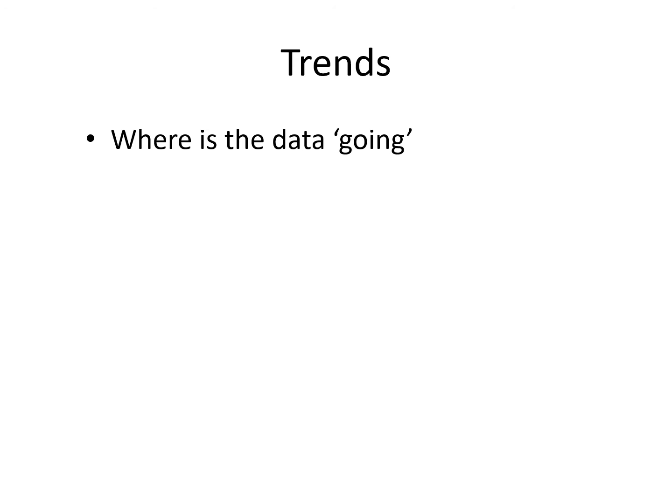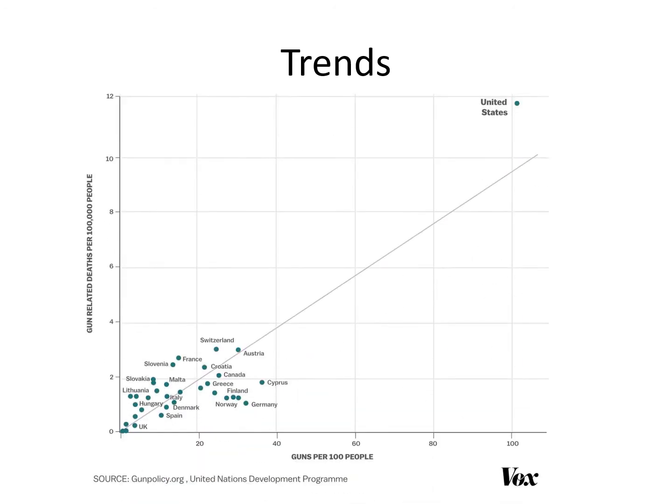Trends. Trends basically tell us where the data is going. Here, for example, we can look at some gun data, and we can look at the trend, and we can see that the more guns a country has, the more likely it is to experience gun deaths.